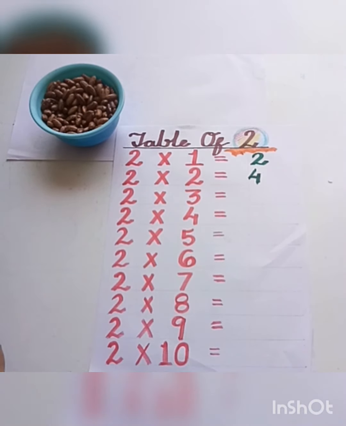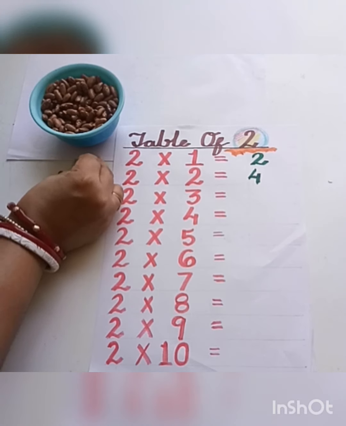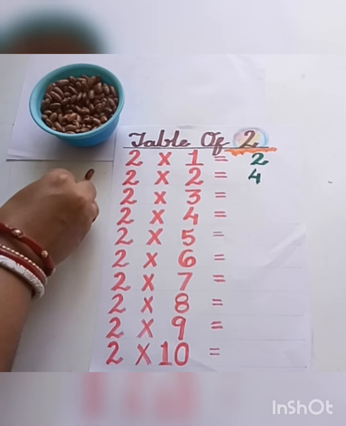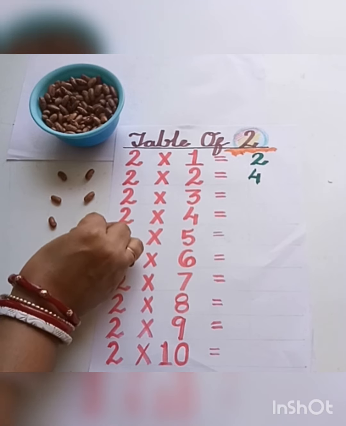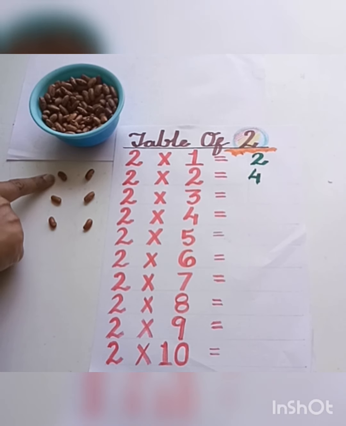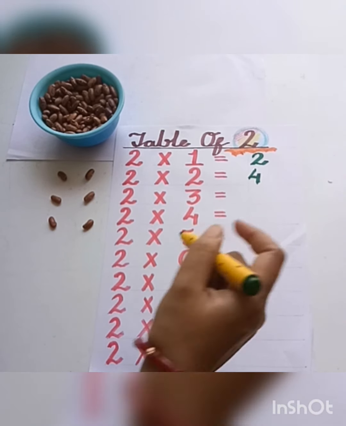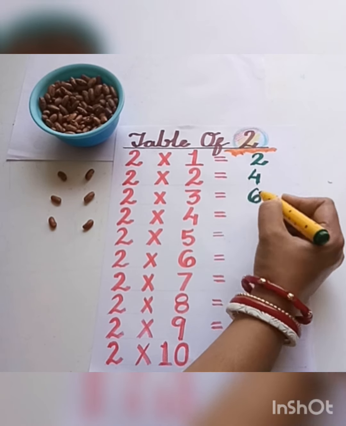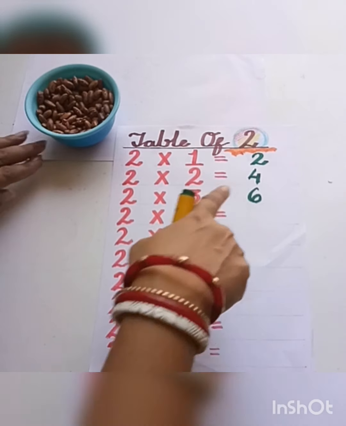2 threes are quantity of 2 beans. 3 times, 1 time, 2 times, 3 times. Let's count. 1, 2, 3, 4, 5, 6. So we will write here 6. 2 threes are 6.